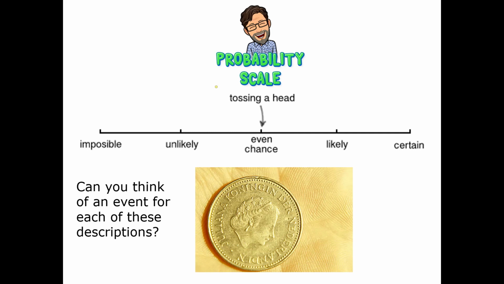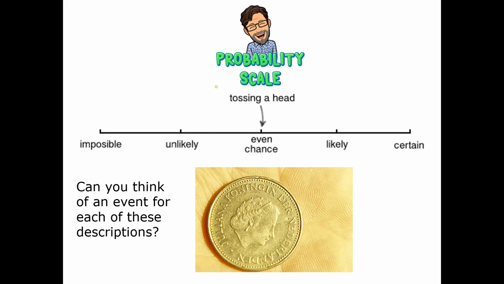But something that's impossible, so say today is Tuesday, it's impossible that tomorrow is Thursday. Something that's unlikely, I think it's quite unlikely that Sheffield United will win the Premier League this season. It's not impossible, but it's very unlikely. An even chance, well, the obvious one is tossing a head on a coin, because there's two sides on a coin, a head and a tail, unless your coin is like Del Boy's in Only Fools and Horses. He had a two-headed coin, didn't he?